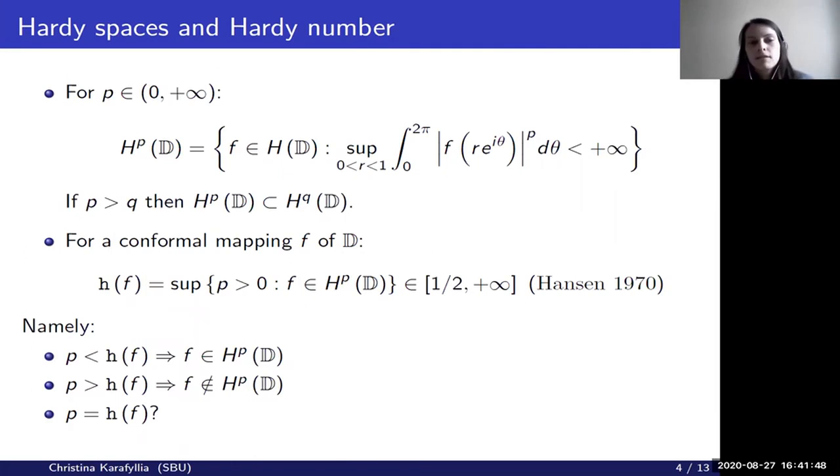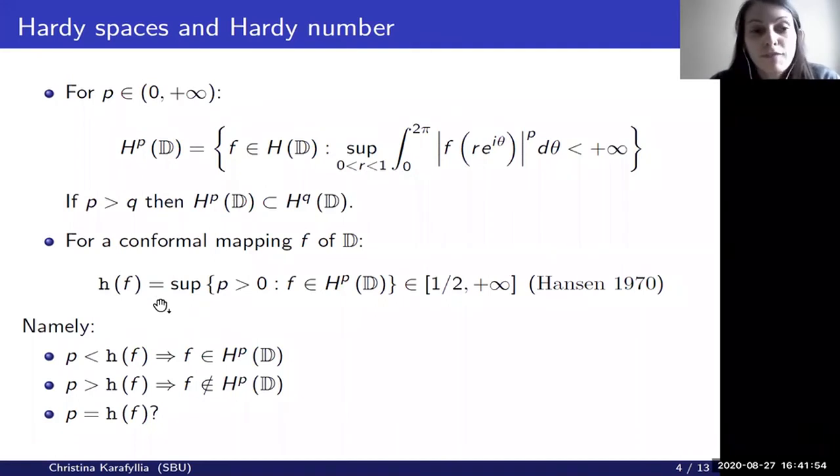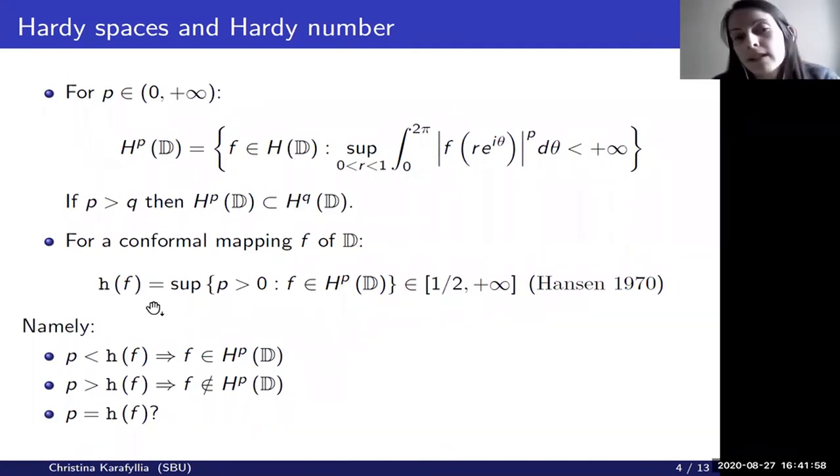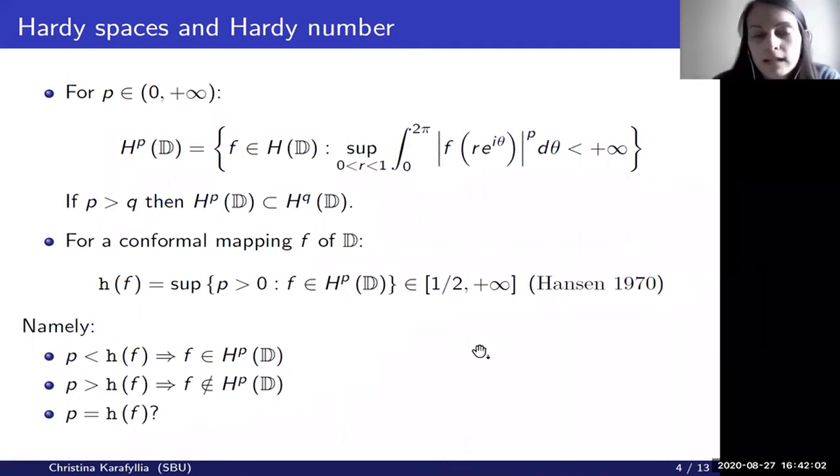in general, there is not a formula to find the exact value of the Hardy number. It's very difficult to find this number. There are only some lower and upper estimates, mainly proved by Hansen, but not a general formula. There are also some formulas, but only for specific domains, like star-like domains and spiral-like, but not a general rule. So it's difficult to find this number.